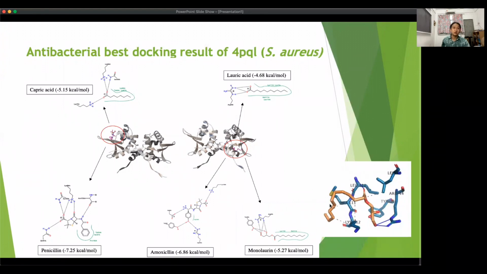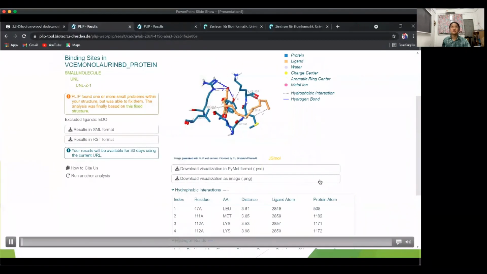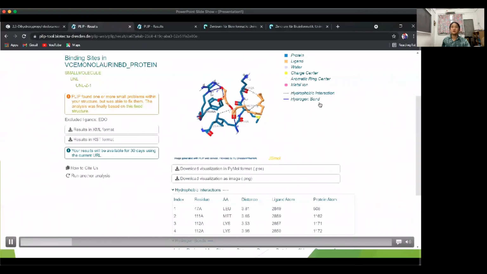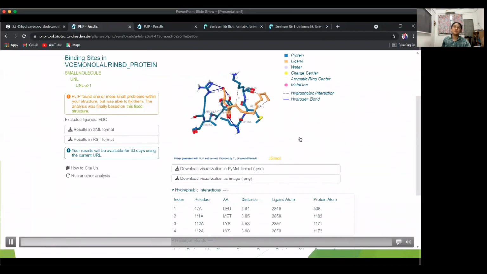So this is a 3D visualization of the docking with the amino acid components, which will be shown further. This is the best docking for monolaurin with the bacterial protein. The blue lines are the hydrogen bonds, and the dotted lines are the hydrophobic interactions with the amino acid residues shown here.